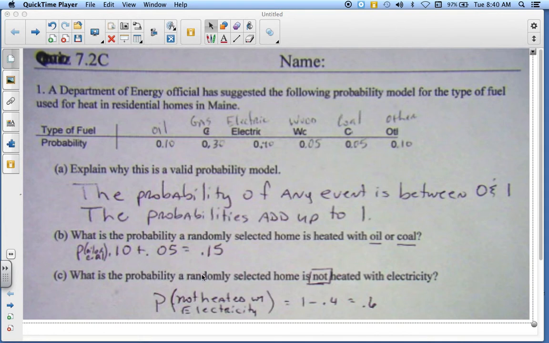What is the probability a randomly selected home is not heated with electricity? Well, if you take electricity out of the mix, it's everything else. The other method is to take the whole thing, which adds up to 1, so 1 minus 0.4 is 0.6.